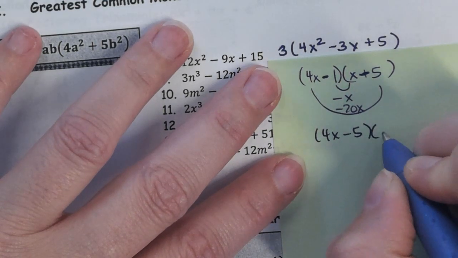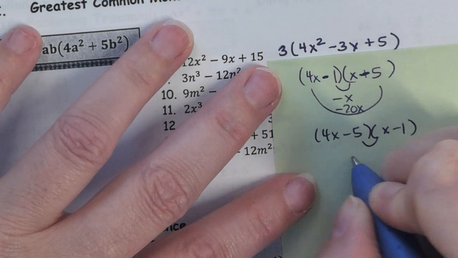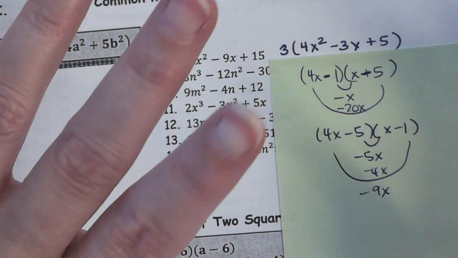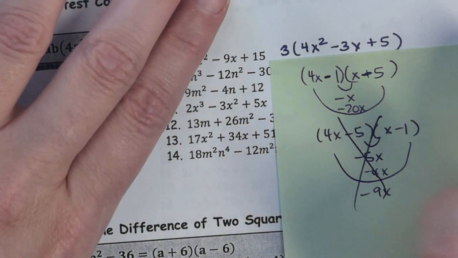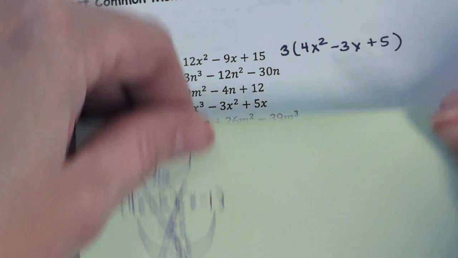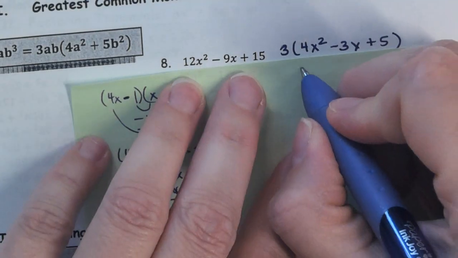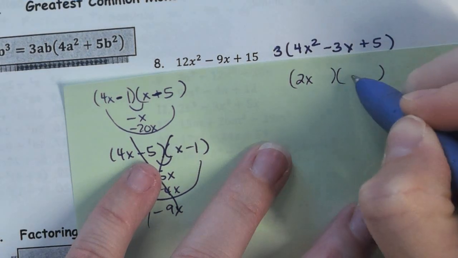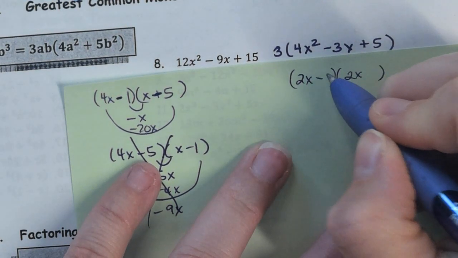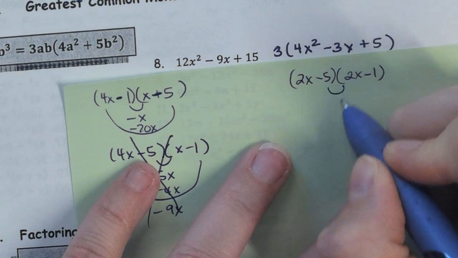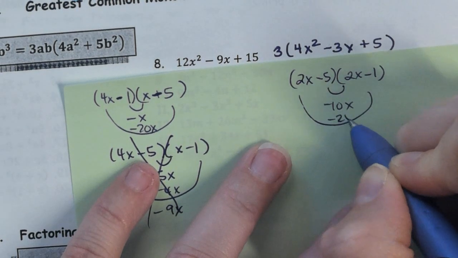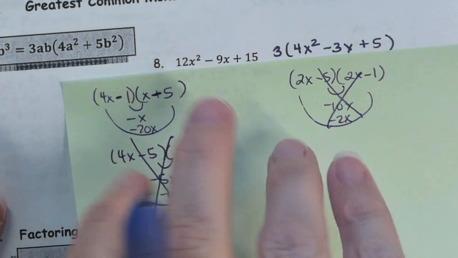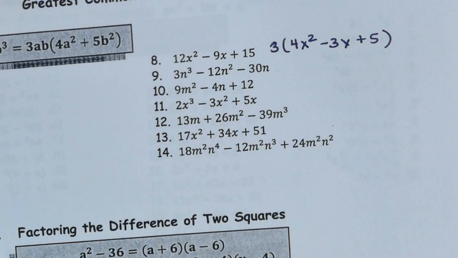So 4x minus 5, x minus 1. This is negative 5 minus 4x, negative 9x. Okay, that's not going to work. So instead of trying 4 and 1, what else could I try? What else is going to give me 4x squared? 2. So let's try 2 and 2. So this would be minus 5 minus 1, negative 10 and negative 2. Again, that is not giving me what I need, so I can't factor that again. This is going to be my final answer.